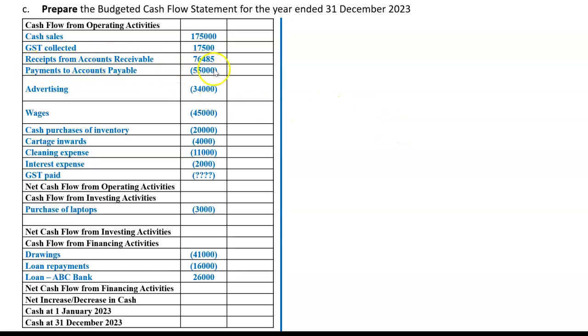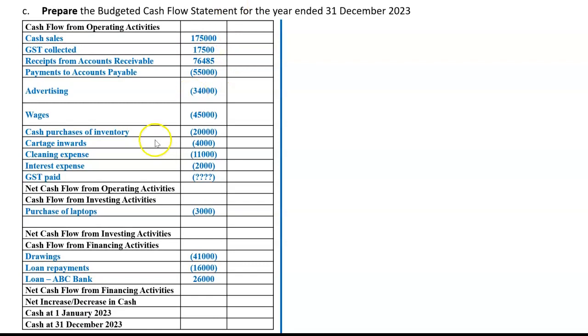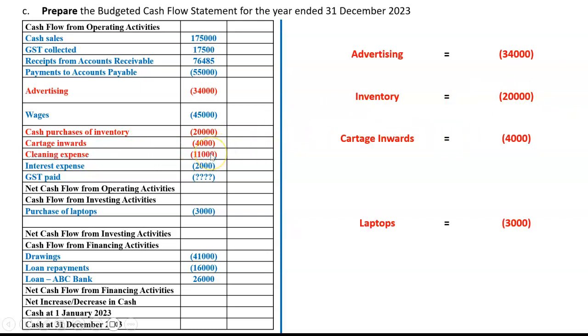We've got payments to accounts payable do not have GST, otherwise we'd be double dipping because we've already recorded it at the time of the credit purchase. But advertising is a payment that has GST, so that's 34,000. Wages do not have GST, but cash purchases of inventory, in our course we don't sell anything that doesn't have GST, so we'll say inventory is a payment that has GST. Same with cartage inwards. Same with the cleaning. Sorry, I did laptops. There's a little typo there, but we'll get the cleaning. There it is there. The interest expense does not. You don't get taxed on interest, not in our course with GST.